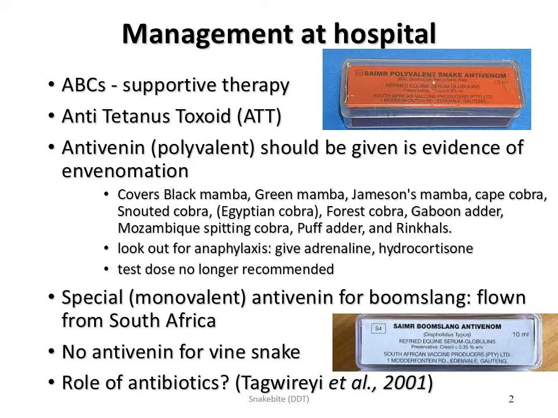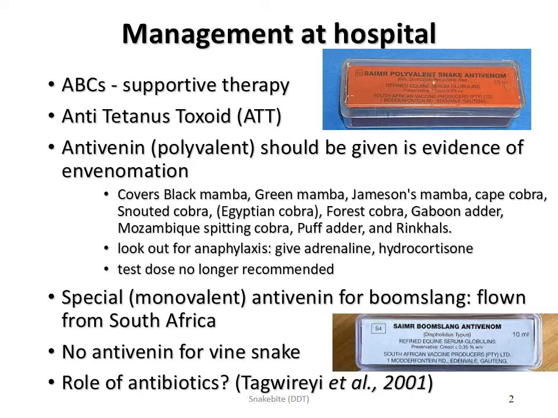And there's no antivenom for the Savannah twig snake or the vine snake, if you recall. So we said there were two snakes which had a hemorrhagic type of envenomation, the boomslang and the Savannah twig snake, or the Savannah vine snake. And for the latter, there is no antivenom. And sometimes antibiotics are given, and I've put a question mark there because this is a subject of great debate.